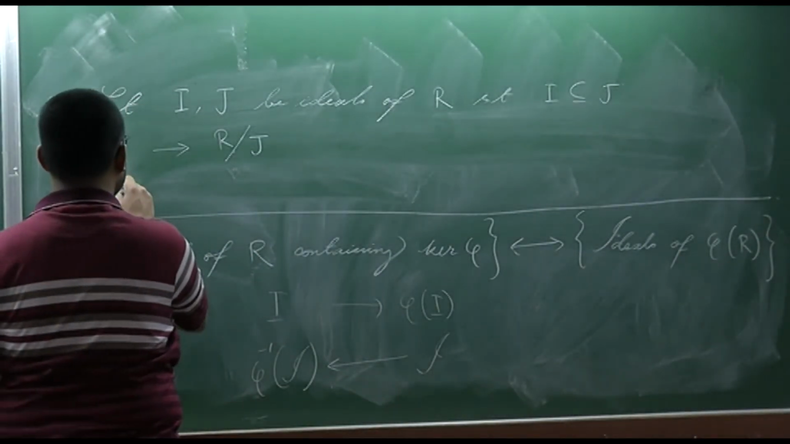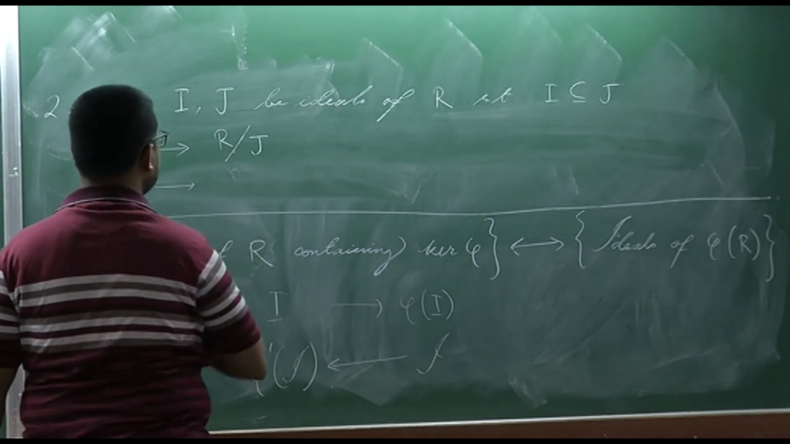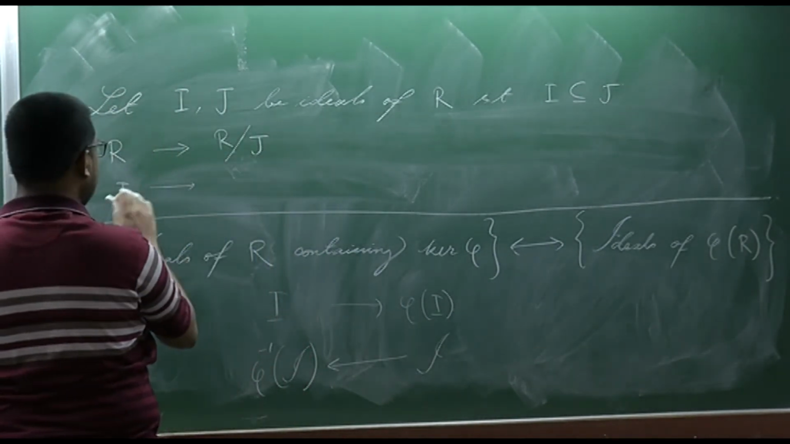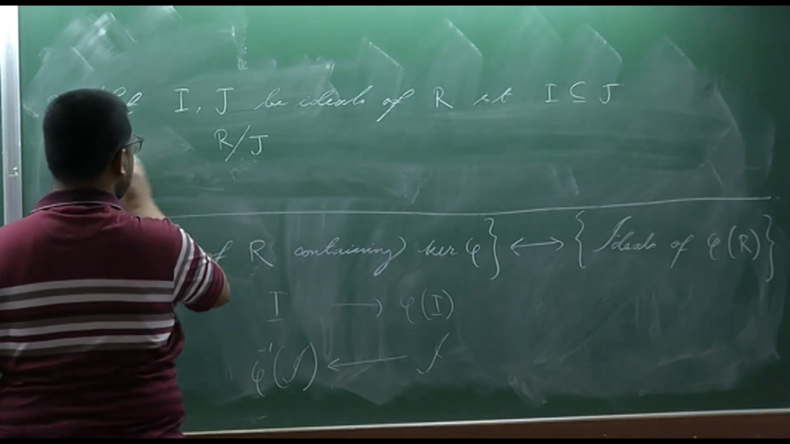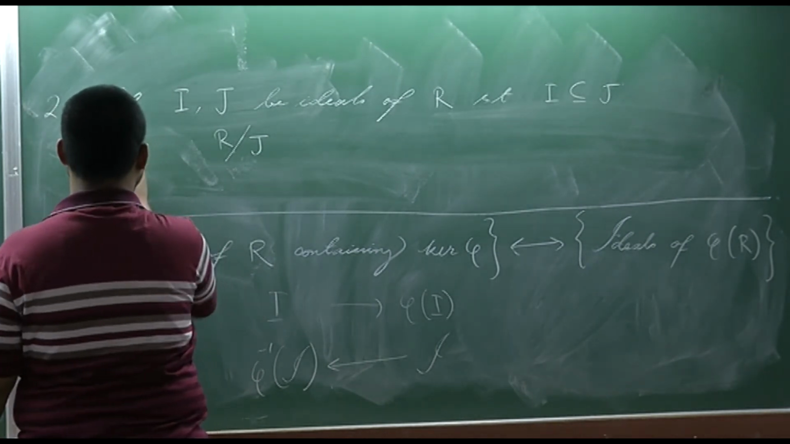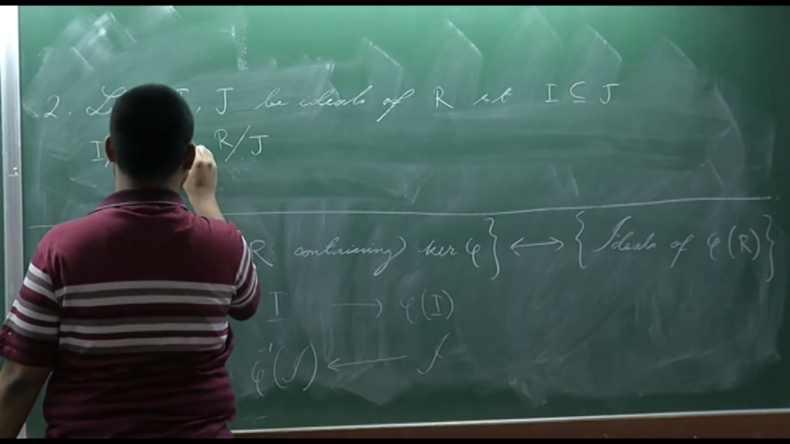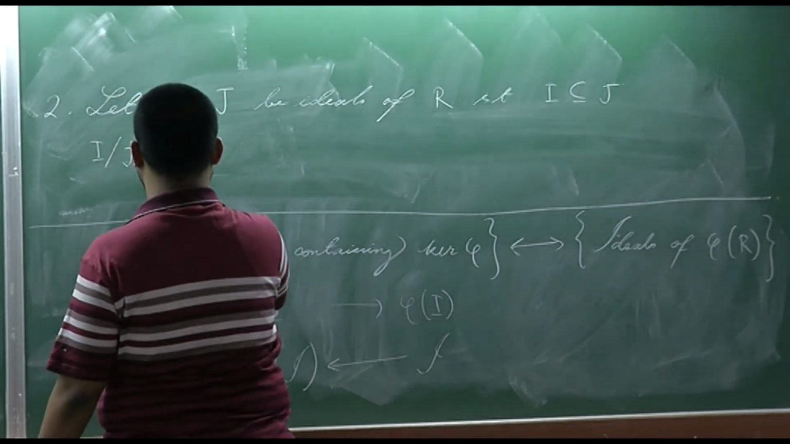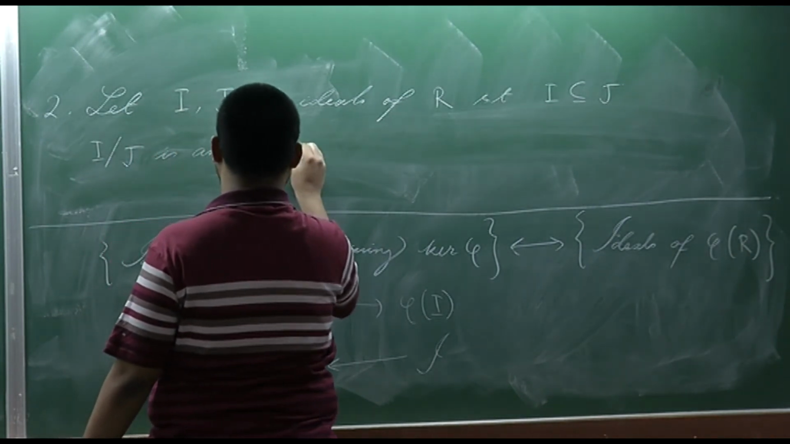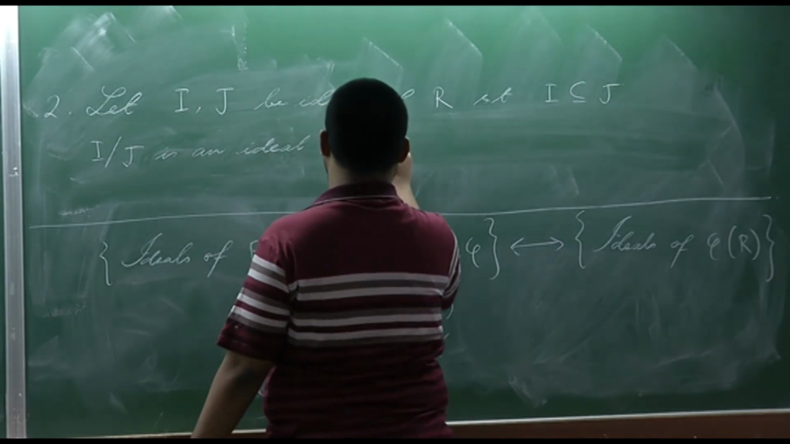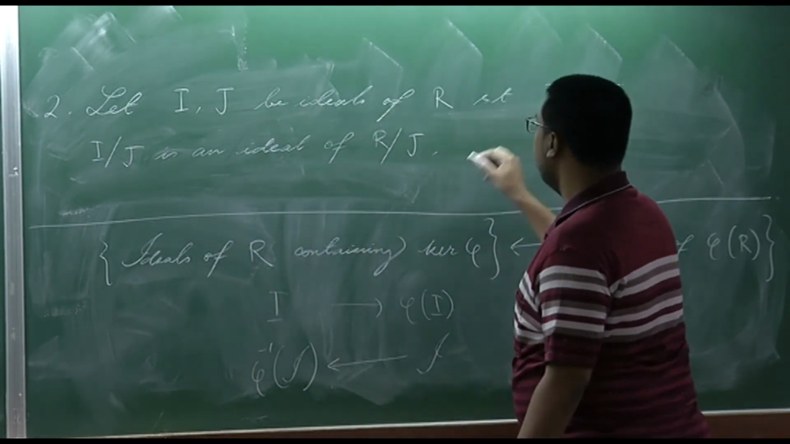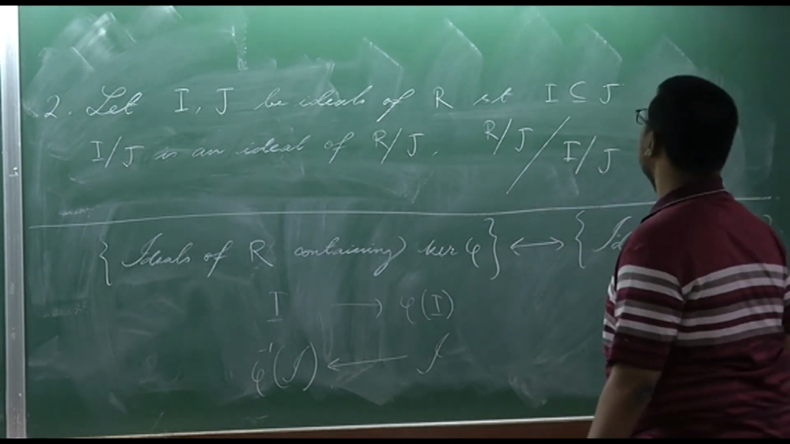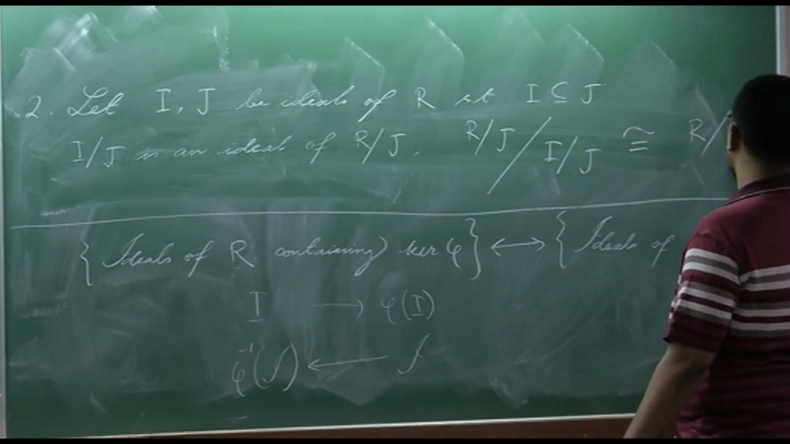Okay. So, what is the image of the ideal I under this homomorphism? It is exactly I modulo J, right. And this is an onto map. So, therefore, I modulo J is an ideal of R modulo J, and the most we do have R modulo I.